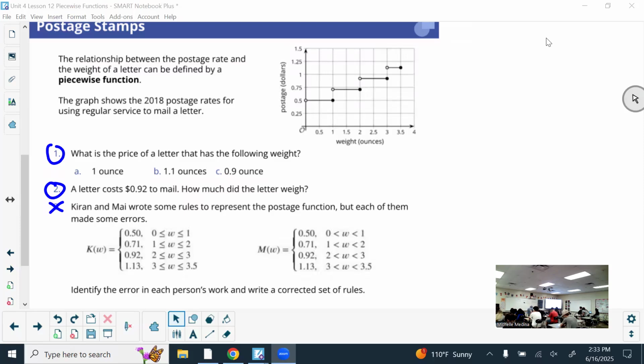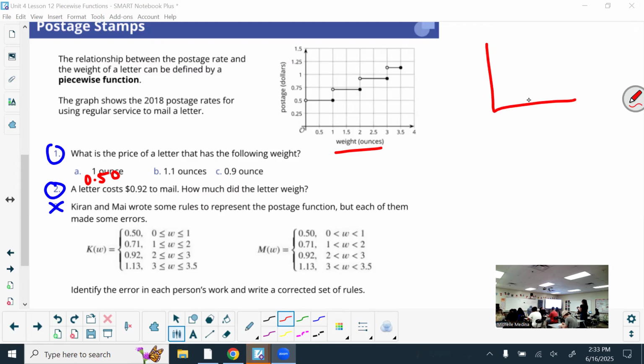Okay, Natalia, what's the price of a letter that weighs 1 ounce? Good. Now the 1 ounce is a little tricky, so I know I'm going to look here first because this is where the weight is in ounces. If they weren't labeled for whatever reason, I just hope you know that the x-axis is what's always independent, and the y-axis is what's always dependent. So how much you have to pay depends on how much it weighs that you're trying to send.